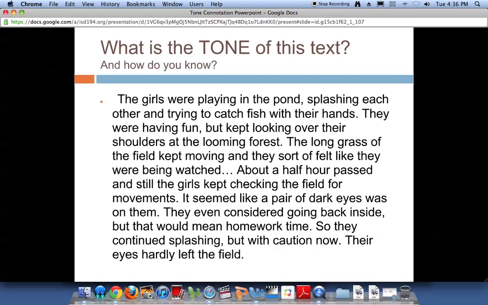The girls were playing in the pond, splashing each other and trying to catch fish with their hands. They were having fun, but kept looking over their shoulders at the looming forest. The long grass of the field kept moving, and they sort of felt like they were being watched. About a half hour passed, and still the girls kept checking the fields for movement. It seemed like a pair of dark eyes was on them. They even considered going back inside, but that would mean homework time. So they continued splashing, but with caution now. Their eyes hardly left the field.